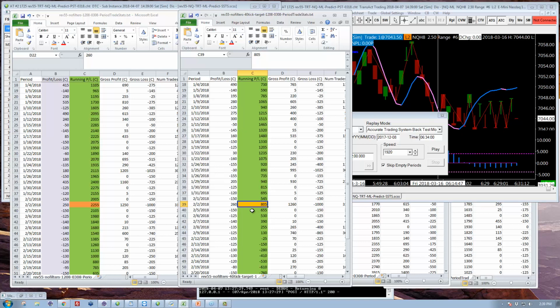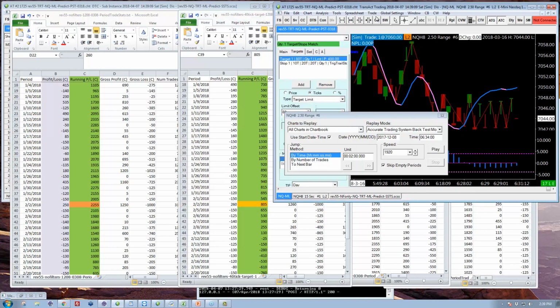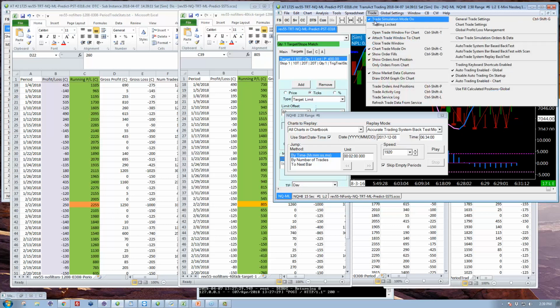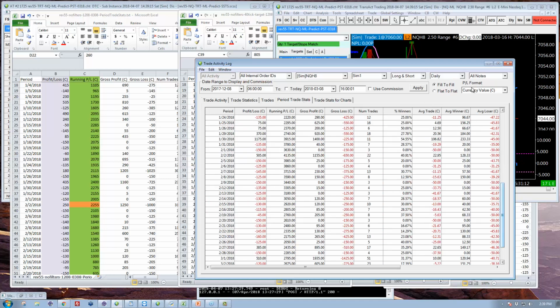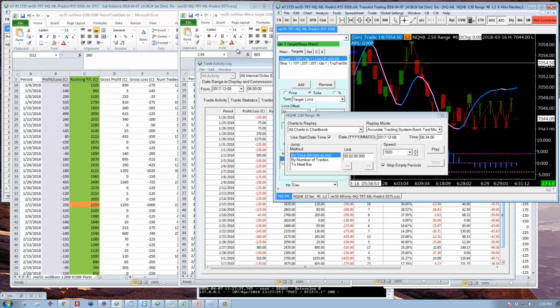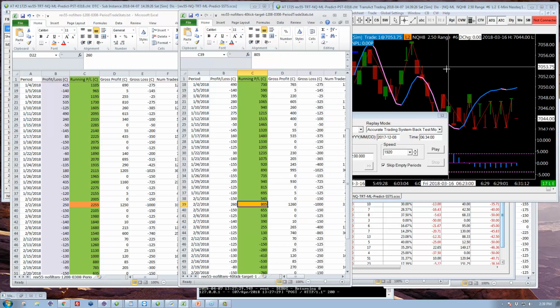In your experience, does the NQ have better days to trade? I don't think so, but you actually can use the replay to see that, because in the trade activity log they have that built in somewhere. Period trade stats. Somewhere you can say Mondays, Tuesdays, Wednesdays, and look at it. So you could run the replay yourself, Philip, and then see. I've never not traded because it's Monday.